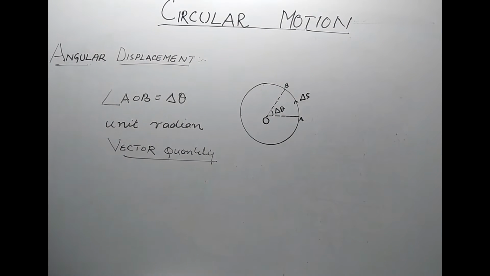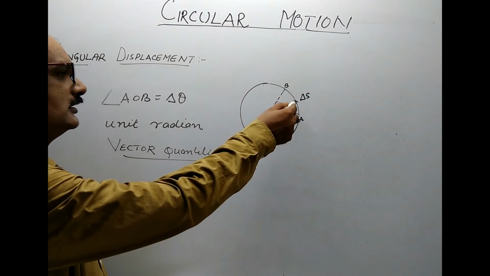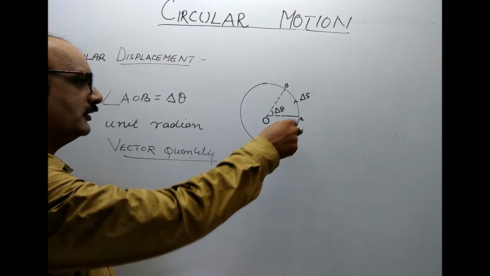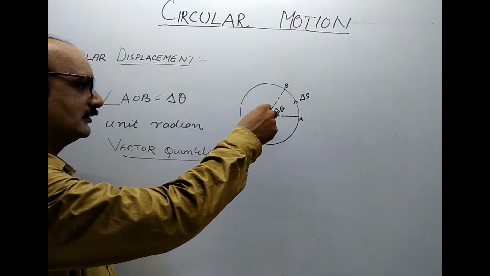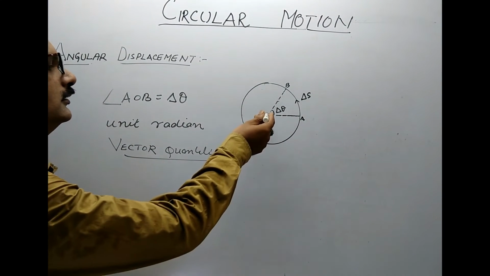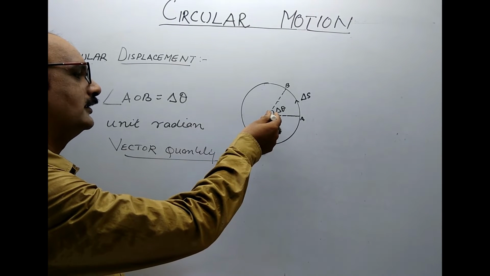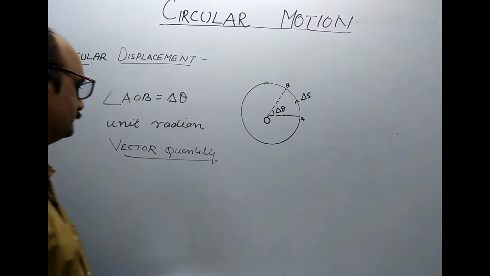Remember that angular displacement is a axial vector, and it acts along the axis of rotation. So this is the circular motion, and this is its axis. Then the direction of angular displacement will act along this axis.